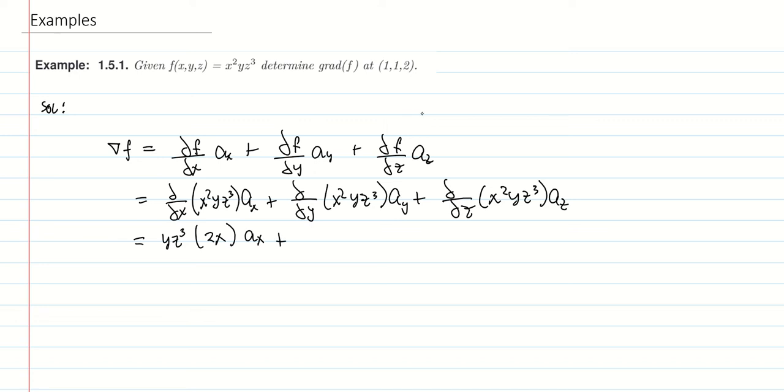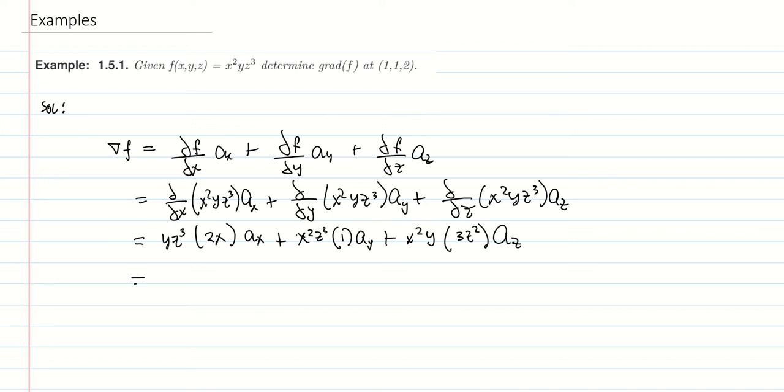And for the second term, again, we take the derivative with respect to y. The other variables, x squared and z cubed, I can just take outside the derivative. Then you multiply it with the derivative of y with respect to y, that's just equal to 1, in the y direction. Then this is with respect to z. So we take out x squared times y times the derivative of z cubed with respect to z. That is just 3z squared in the z direction.